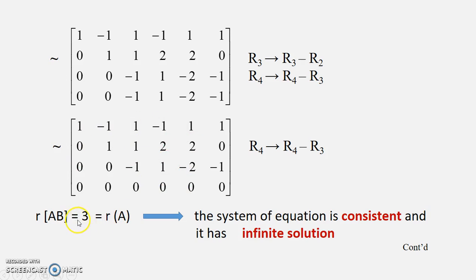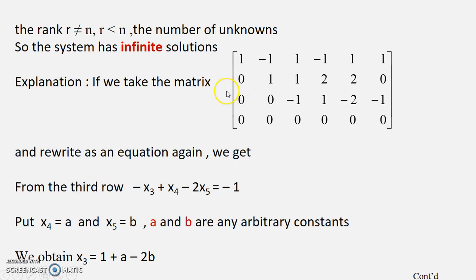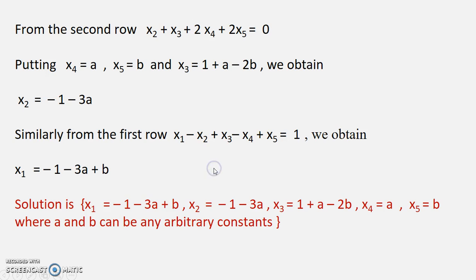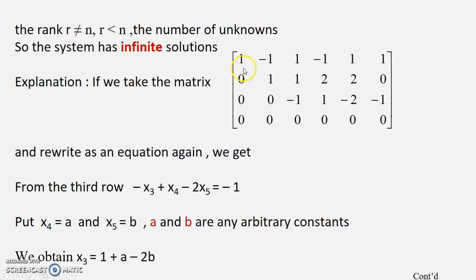Now R of AB as well as R of A is 3. It has a solution. It is consistent, but it has infinite solutions. Now to find the solution, again we need to write this as an equation. This is the augmented matrix. Let's take the last row and write this as an equation. And now you see here, it is an equation with 3 unknowns. Here we need to substitute 2 arbitrary constants. A and B can take any value.